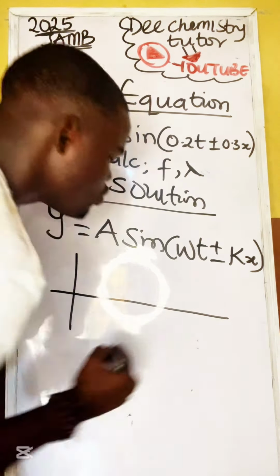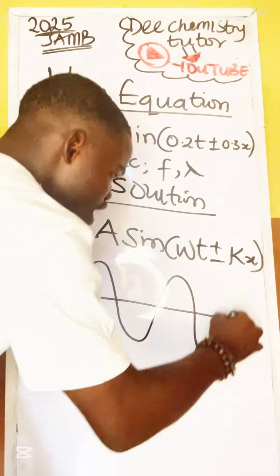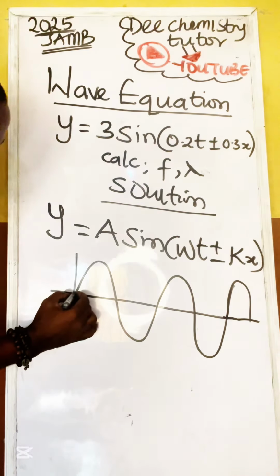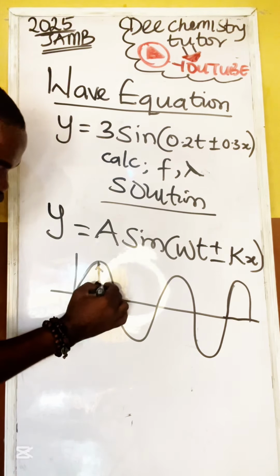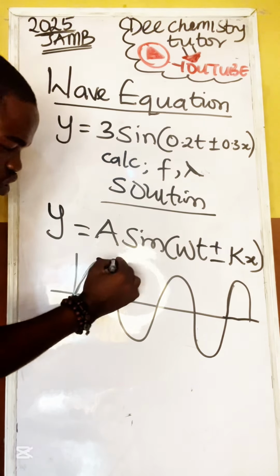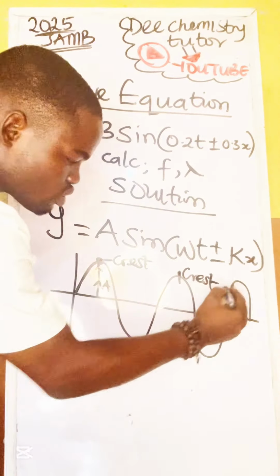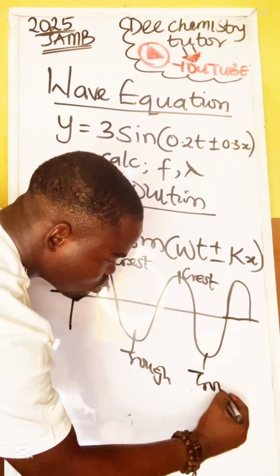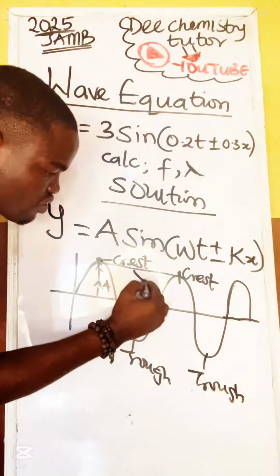Let's say I have a particular waveform in such a way that I have this. Okay, I have this. Now I can tell you that the maximum displacement that you see here is called the amplitude. Now this point here is called the crest. I can have another crest here, and I can have another trough. So between each successive crest is a wavelength.